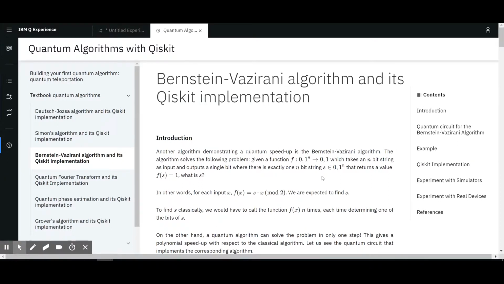The Bernstein-Vazirani algorithm, however that's pronounced. I had a bit of trouble understanding this algorithm at first, but then I realized it's the same as the Deutsch algorithm. It's using the same principle.